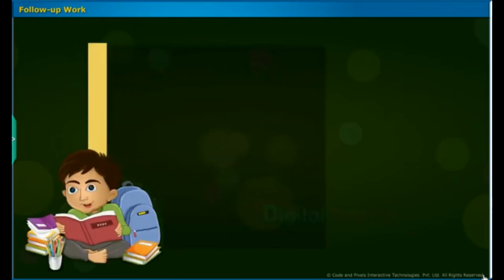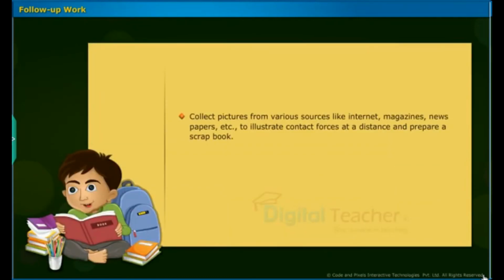Follow-up work. Collect pictures from various sources like internet, magazines, newspapers, etc. to illustrate contact forces and forces at a distance and prepare a scrapbook.